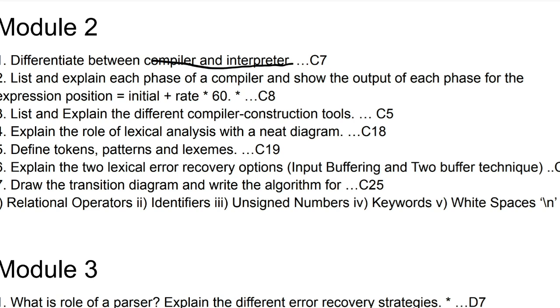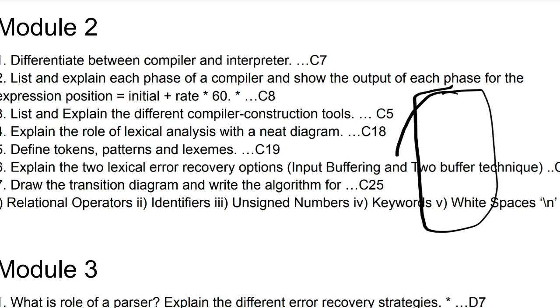Differentiate between compiler and interpreter. See, one word I will tell you. What is the compiler and interpreter? If this is the source program, the compiler will do it all at once and the interpreter will do it line by line. This is the first point which you need to write. After that, you can get many points here. You can search that and write.